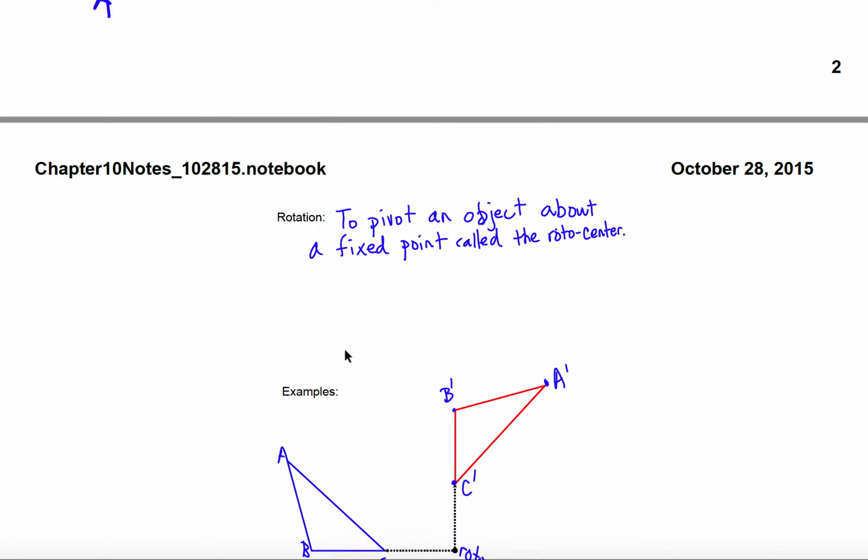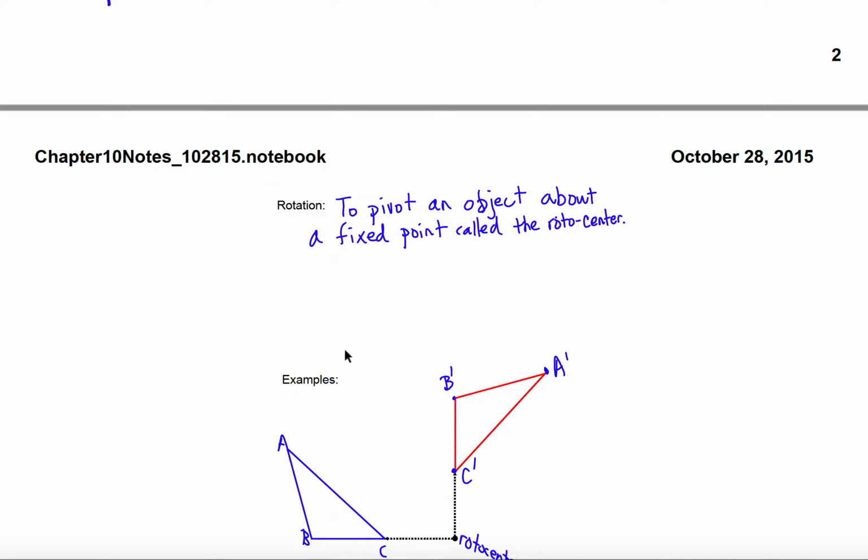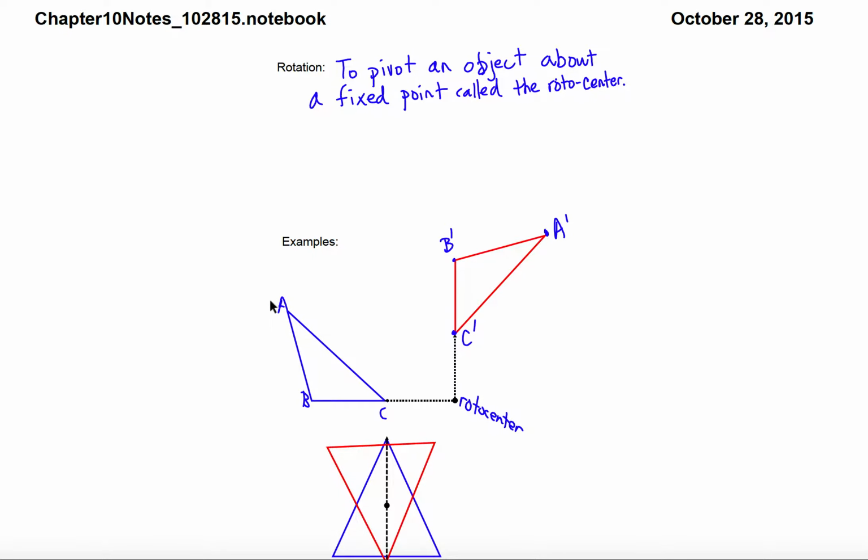Let's talk about rotation. Rotation is to pivot an object around a fixed point called the rotocenter. It's kind of like turning it. Some examples of a rotation: I could have a triangle here, ABC is my triangle, and I might have my rotocenter way over here. What I'm going to do is take this line here and rotate it into this line here. Notice the shape doesn't look exactly the same because it points in a different direction since it rotated. But it's the same shape, the same size as it was before.